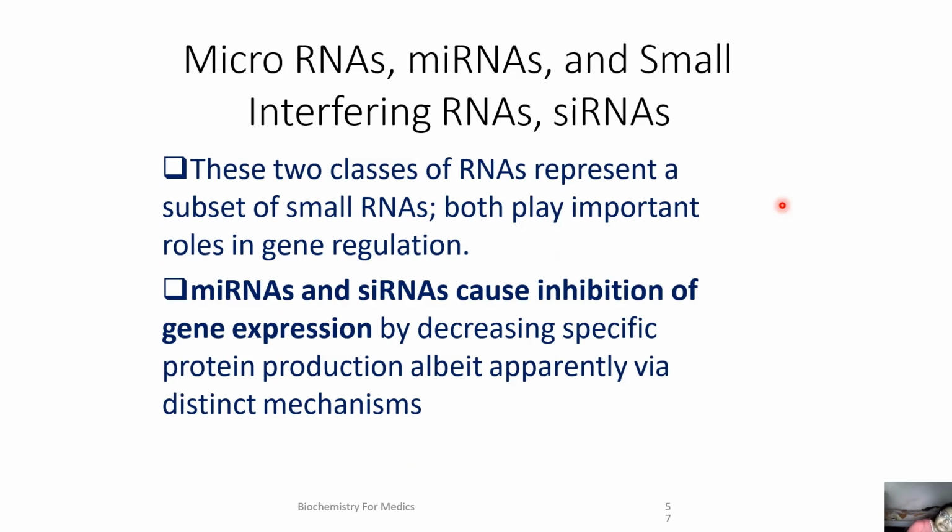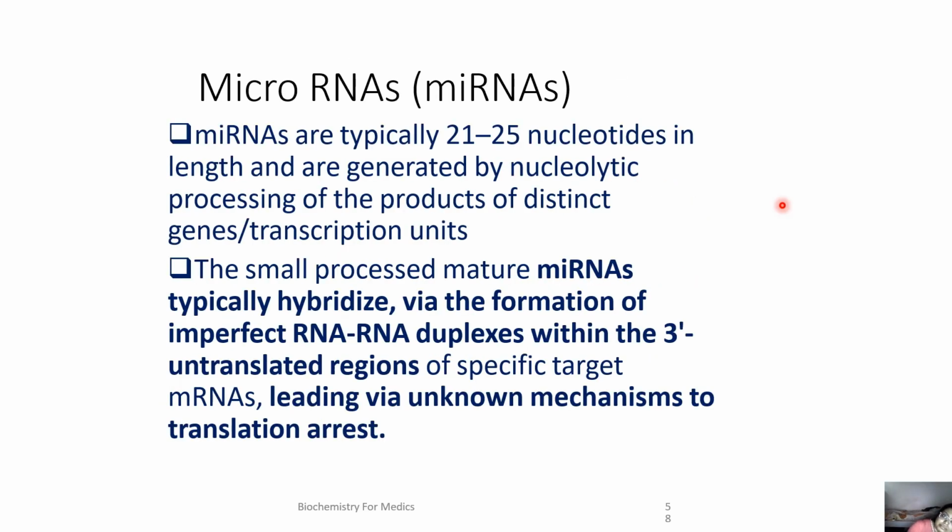These two classes of RNAs represent a subset of small RNAs. Both play important roles in gene regulation. miRNAs and siRNAs cause inhibition of gene expression by decreasing specific protein production, albeit apparently via distinct mechanisms. Then we have microRNAs, which are typically 21-25 nucleotides in length and are generated by nucleolytic processing of the products of distinct genes or transcription units. The processed mature miRNAs typically hybridize by the formation of imperfect RNA duplexes within the 3' untranslated regions of specific target mRNAs, leading by unknown mechanisms to translation arrest.